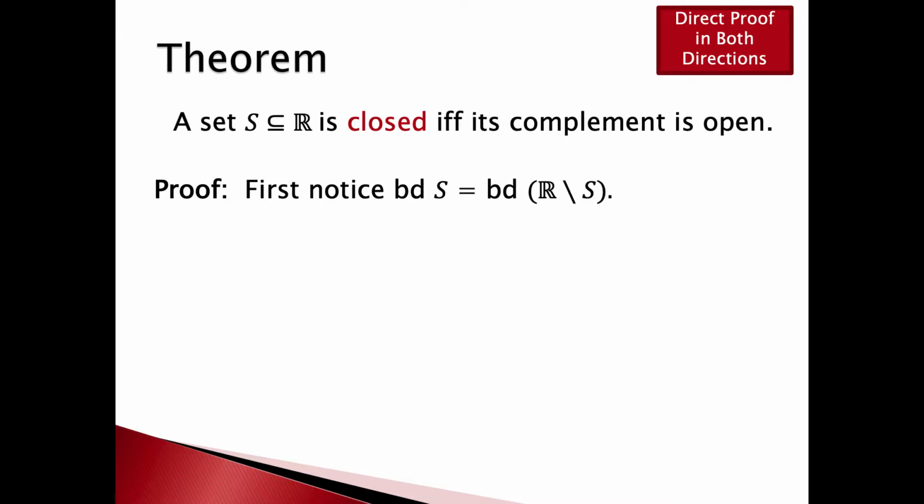It's sort of obvious, but I'm going to use it in both directions. So I want to say it here at the beginning: the boundary of S and the boundary of the complement of S are exactly the same thing. Because remember, what did it mean to be a boundary point of S? It means that whenever you take a little neighborhood, that neighborhood intersects S and its complement.